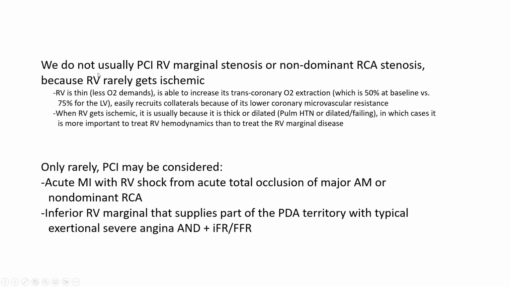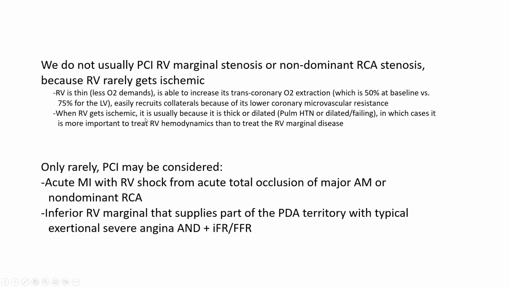So we do not usually do PCI of RV marginal stenosis or non-dominant RCA stenosis that only gives RV marginals, because the RV rarely gets ischemic. RV is thin, is able to increase its transcoronary O2 extraction, which is at baseline 50%, unlike the LV, which is very high at baseline 75% with very little room to increase it.